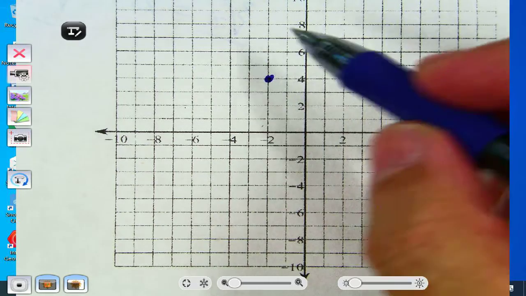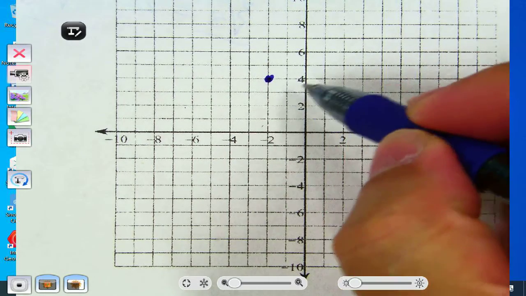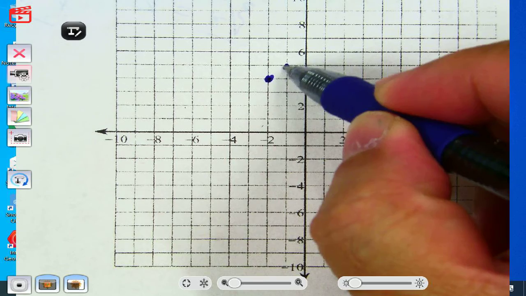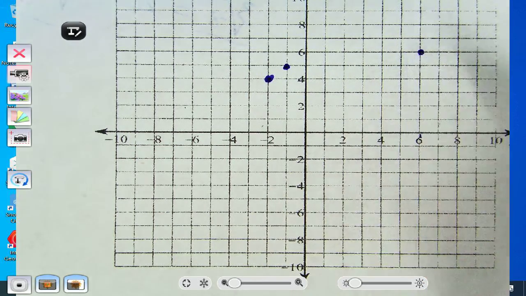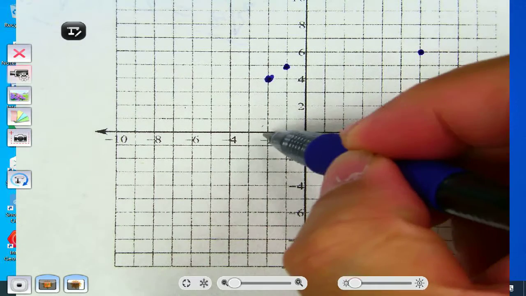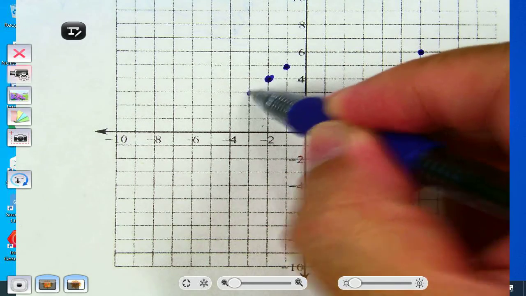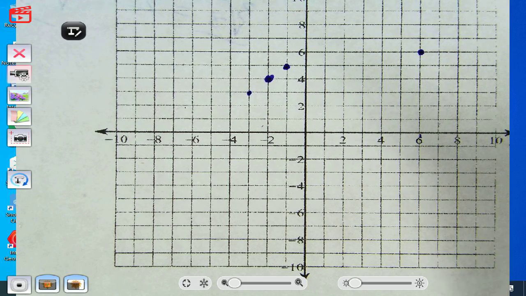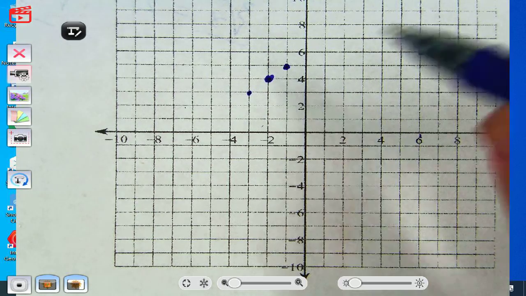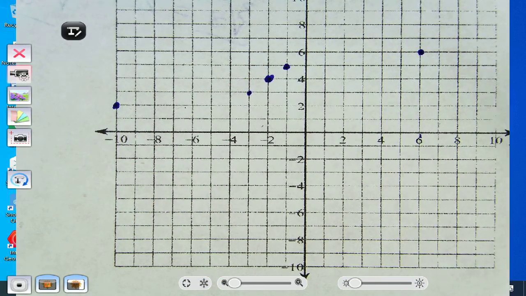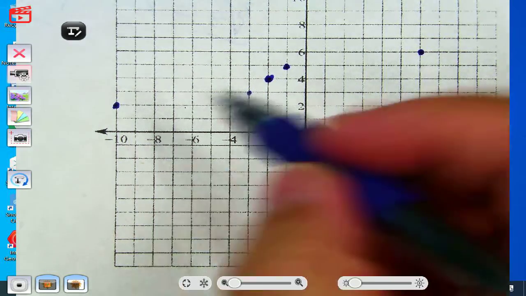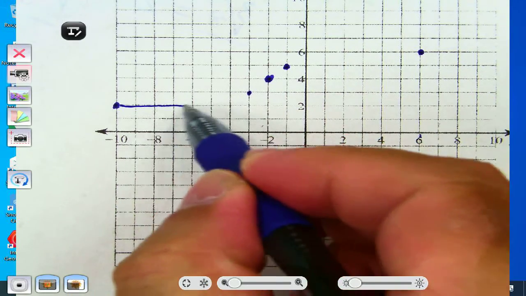Alright, I'm plotting the points. Negative 2, 4. Negative 1, 5. 6, 6. Negative 3, 3. Too bad we don't have a negative 1, 1. Negative 10, 2. Alright, now we connect.